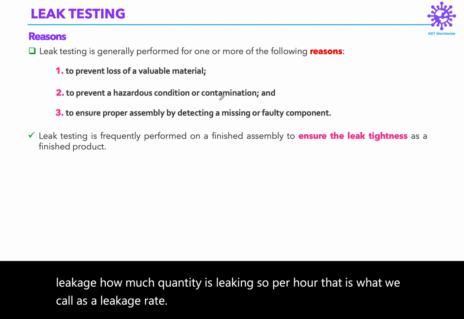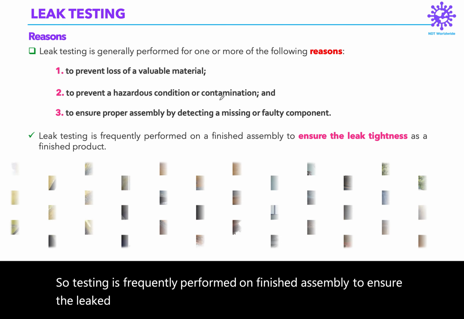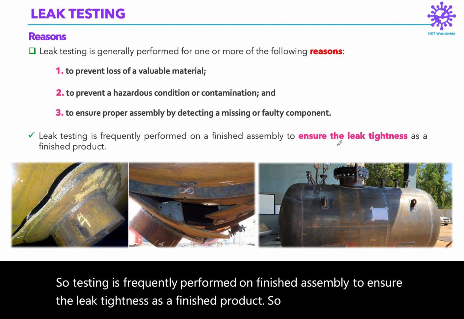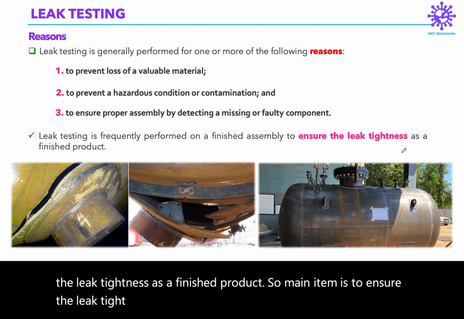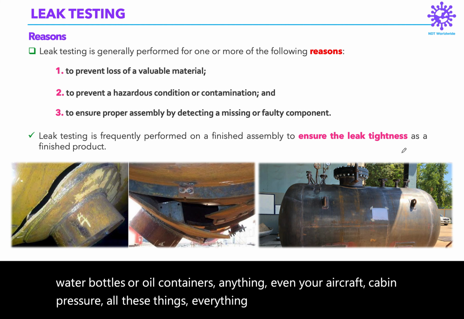So leak testing is frequently performed on a finished assembly to ensure leak tightness as a finished product. So the main item is to ensure the leak tightness. If you see your food packaging system, water bottles or oil containers, anything, even your aircraft cabin pressure, all these things, everything, they will ensure the leak tightness.